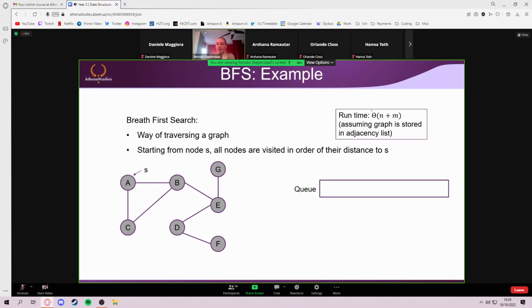So this has a runtime of n plus m, if you assume that the graph is stored in an adjacency list, because you do need to check which ones are the neighboring ones. So yeah.